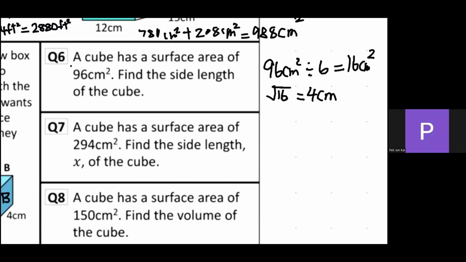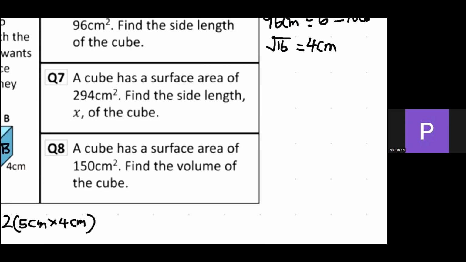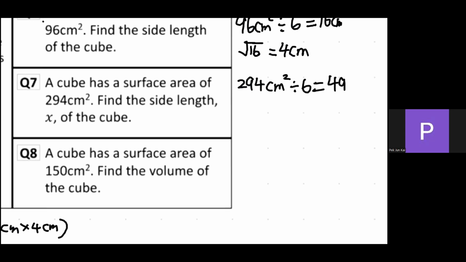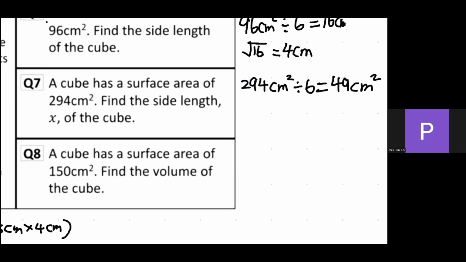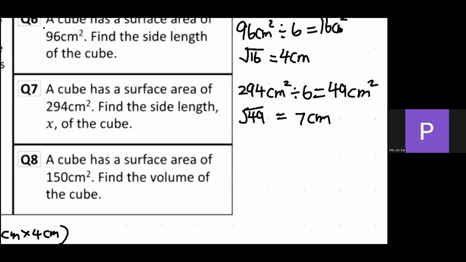Question 7. A cube has a surface area of 294 cm square. Find the side length x of the cube. So again, a cube has 6 faces. So we can take 294 cm square and divide it by 6. We would get 49 cm square. So we can square root it to get 7 cm. So x equals 7 cm.